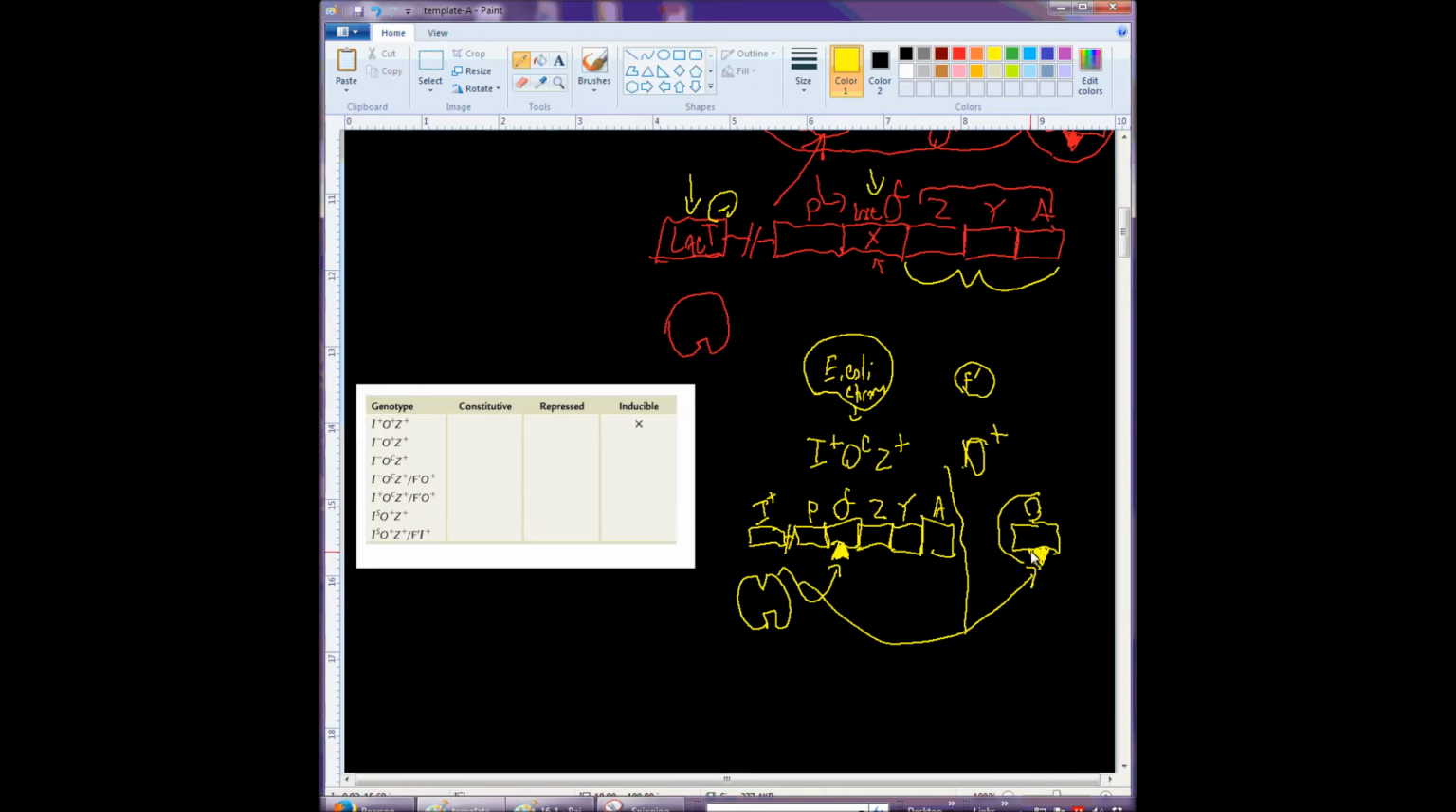Don't even worry about lactose being around. This LAC-I right here is going to be bound to this operator when lactose isn't around, and it's going to have no effect on expression of anything. It can never bind here, because this is the LAC-O constitutive version of this gene. So RNA polymerase is always going to express the structural genes. So we're going to go with constitutive for this one too. We haven't seen repressed yet, have we? I've got a feeling we're going to see repressed next.